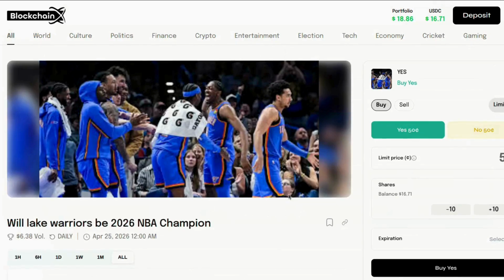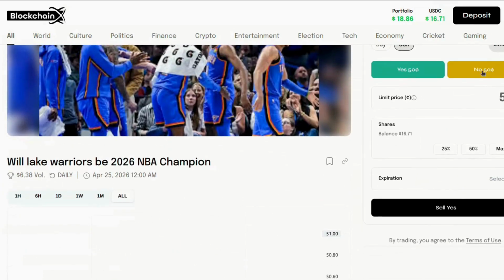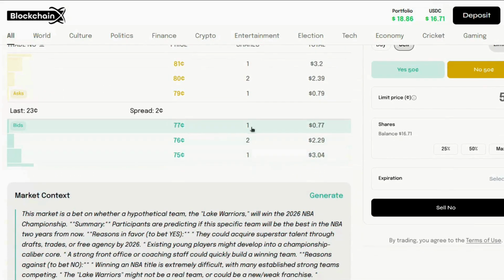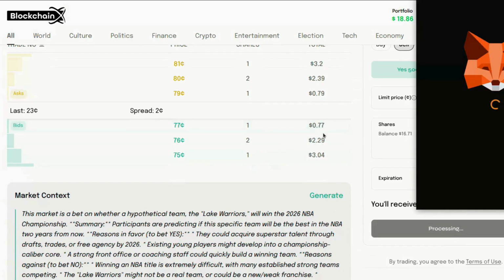In the order book, we can see existing buy orders placed by other users. The user sells no shares at 23 cents. It matches with the highest bid in the market, and the trade is executed immediately.